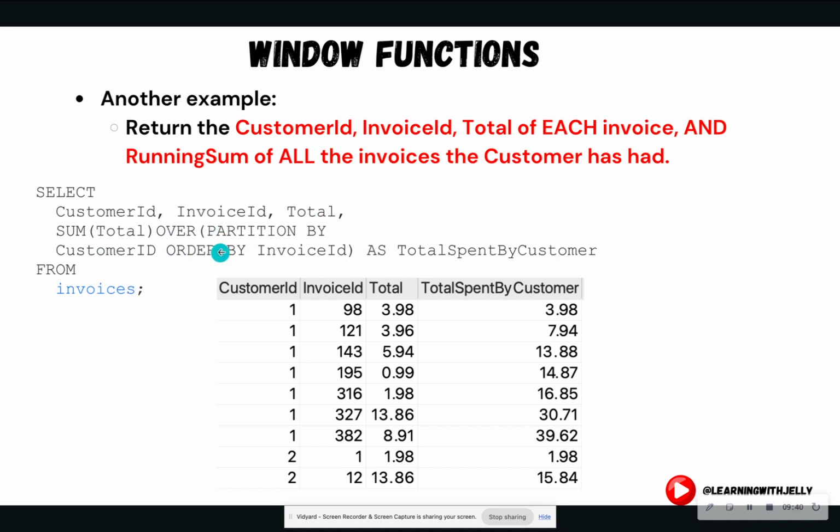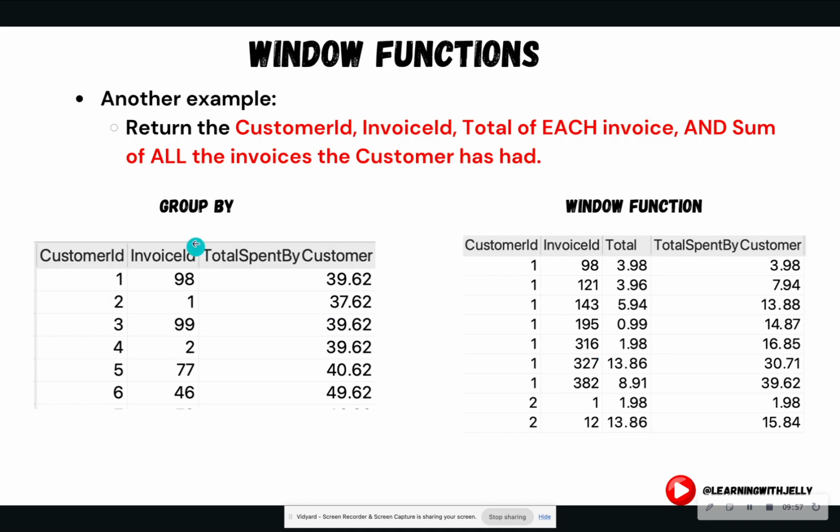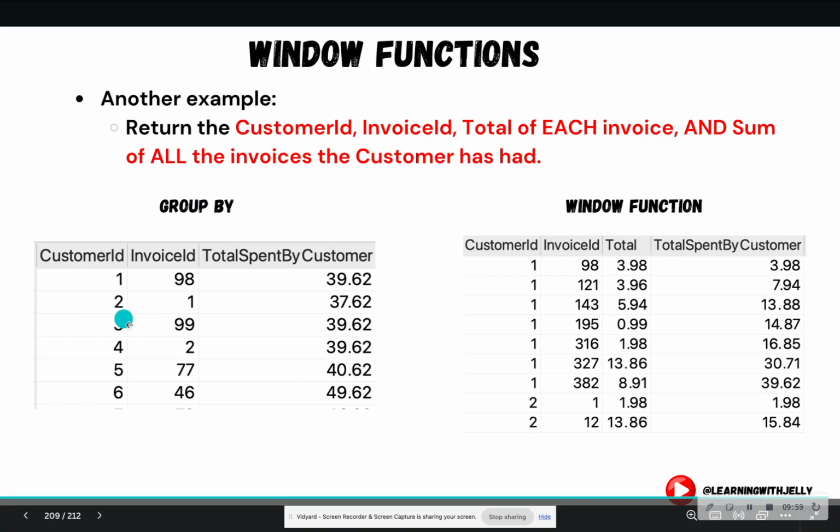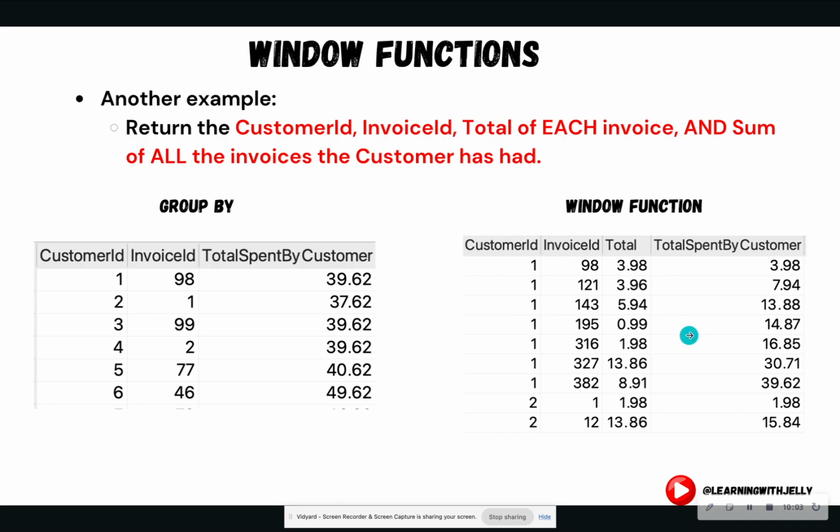So now I'm going to do my over. How do I want to group or partition this? Partition it by customer ID. And I'm also going to order this by invoice, so that it can actually give me a running total here, and I save that as a new variable. So this is the difference between what you got from group by, just to drive home the point, and what you got from the window function.